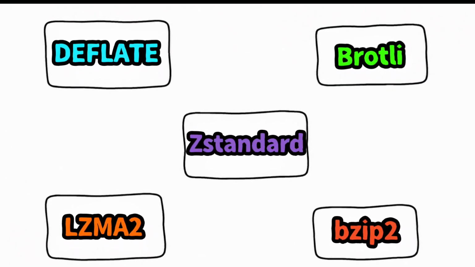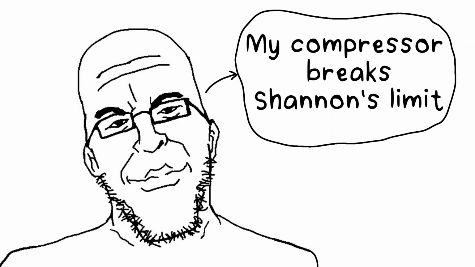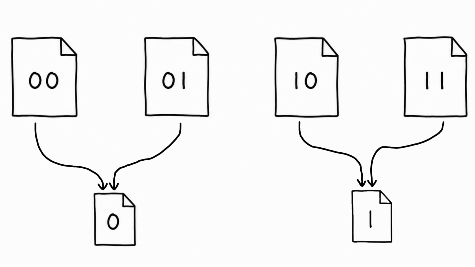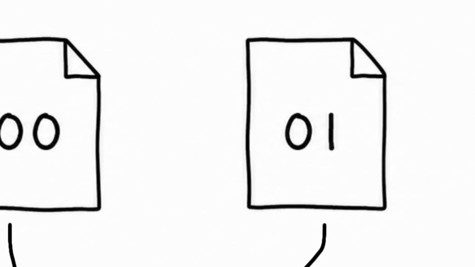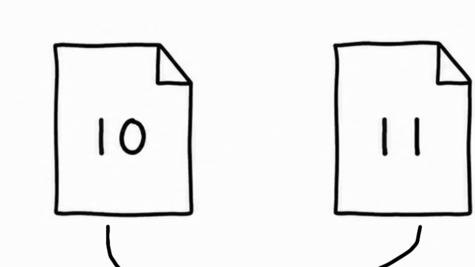Here's why. Imagine there are only 4 possible 2-bit files: 00, 01, 10, and 11. Now suppose someone claims they've invented a compressor that makes every file smaller. That means all 4 files would have to fit into just 2 possible 1-bit outputs, 0 and 1. But that's impossible. 4 different files simply can't fit into only 2 unique outputs while still being perfectly recoverable.